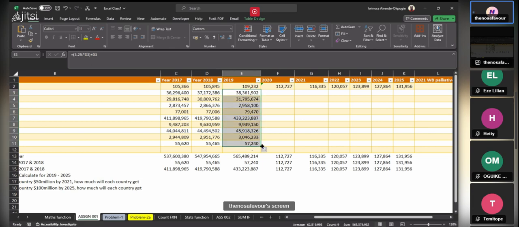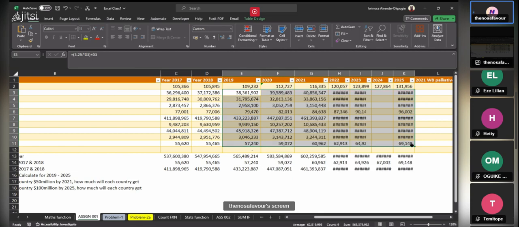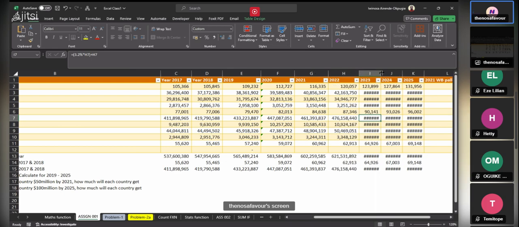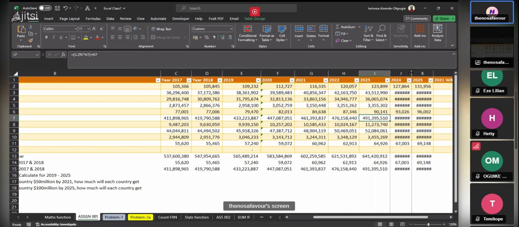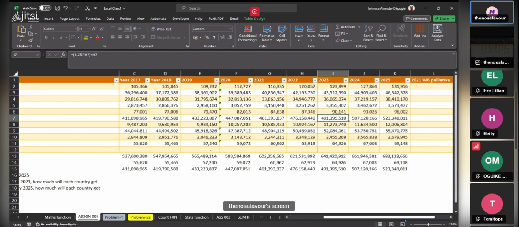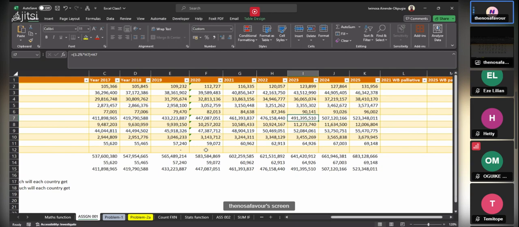If I highlight this and take this across, you can see that it's giving us our values. All right, I'm just going to expand this so that you can see the values. Any question at this point?